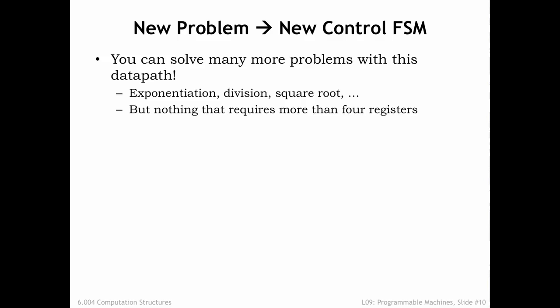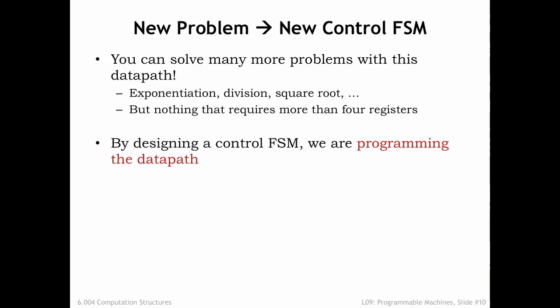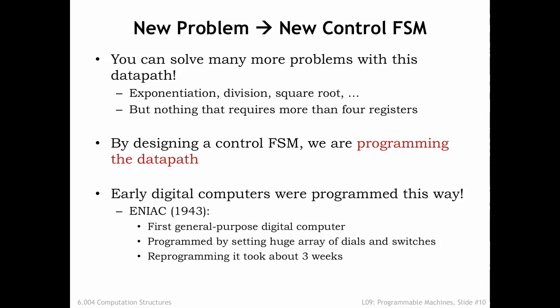You can solve many different problems with this system, exponentiation, division, square root, and so on, so long as you don't need more than 4 data registers to hold input data, intermediate results, or the final answer. By designing a control FSM, we are in effect programming our digital system, specifying the sequence of operations it will perform. This is exactly how early digital computers worked.